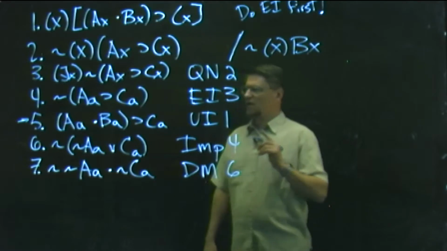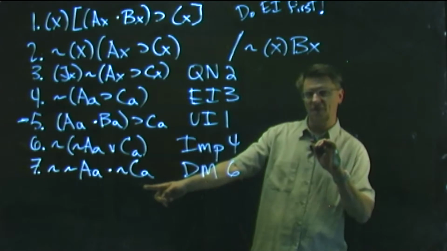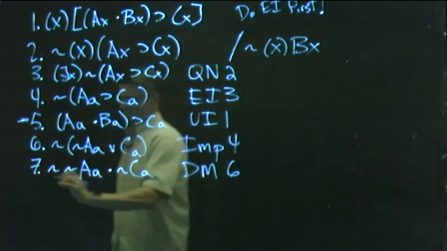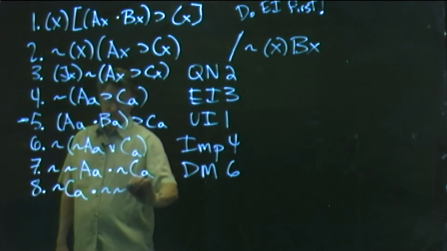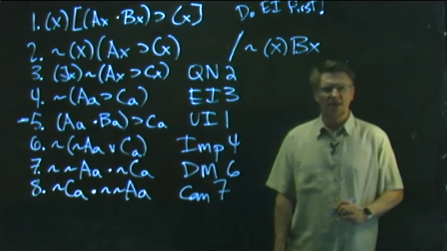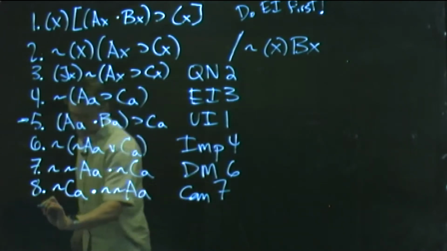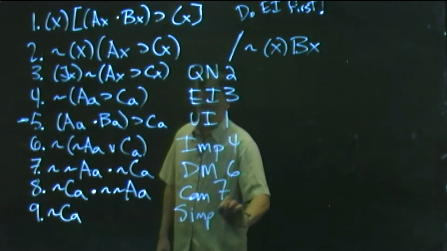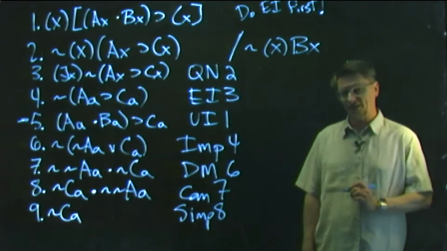I'm thinking, well, one possibility here would be to get the tilde CA by itself, and then maybe do a modus tollens with line 5, right? So, of course, to do that, I'm going to have to do commutativity on line 7 to move the tilde CA over. Then I can simp that line 8 to get tilde CA by itself.